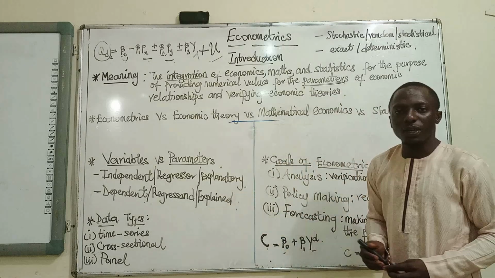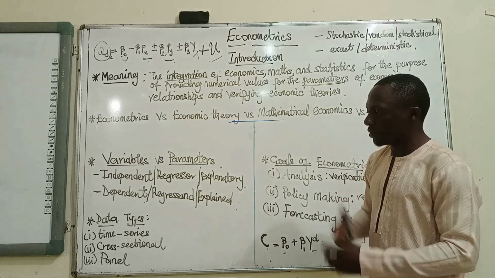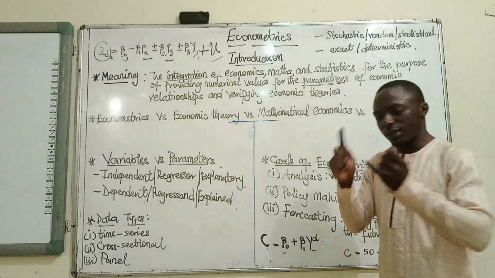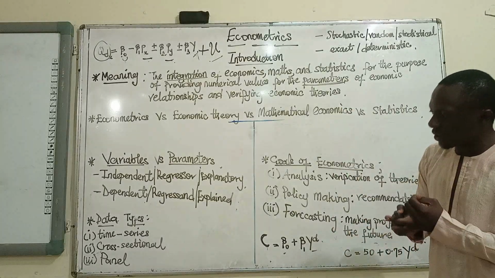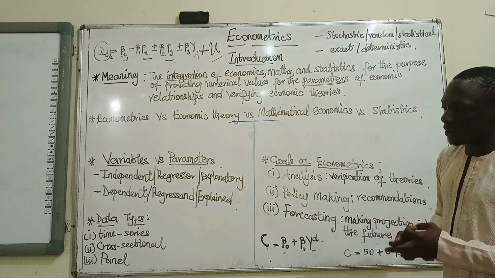The types of data that we have. We are now moving to being the work of a statistician. The types of data that we have are 3: the time series data, cross-sectional data, and panel data.